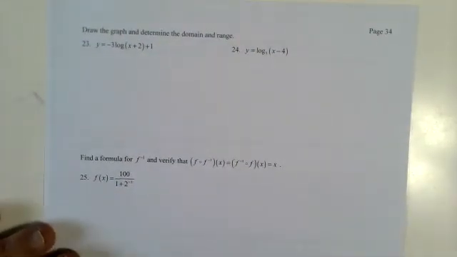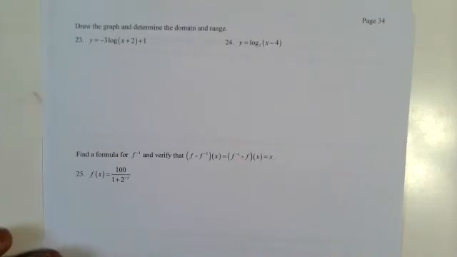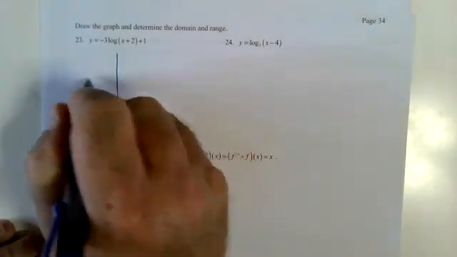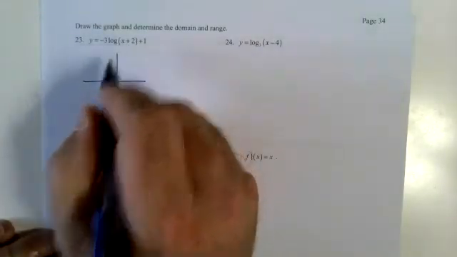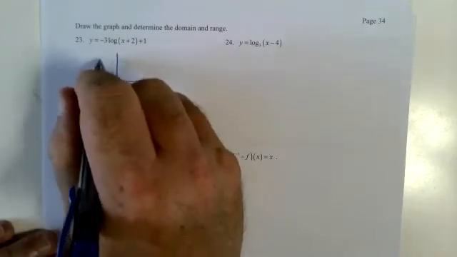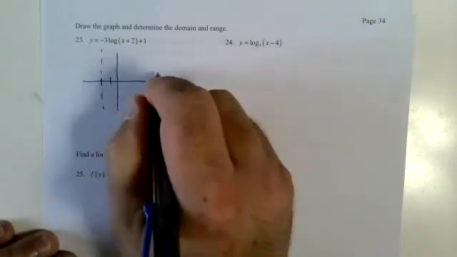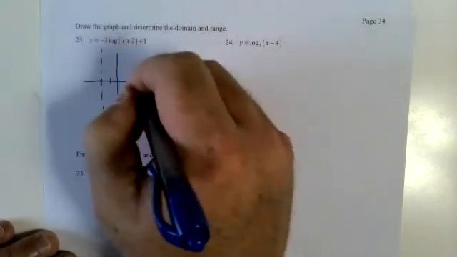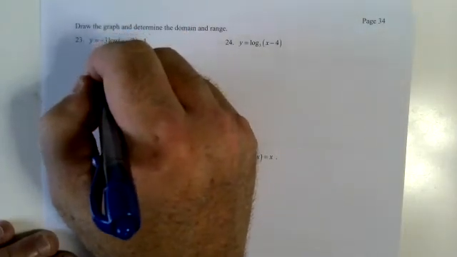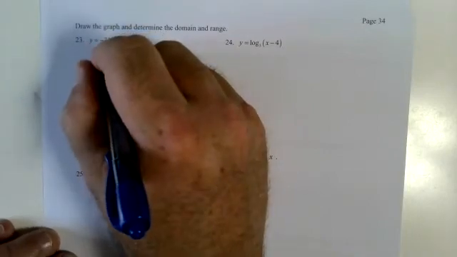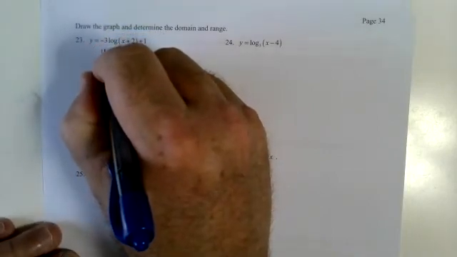Draw the graph, determine domain and range. Let's just make sure you know how logarithms work. So plus 2 should send it right. It's going to send it left. So it's putting the asymptote here. It should go like that. Flipping upside down, moving 2, going up 1. So it's going to do something like this.